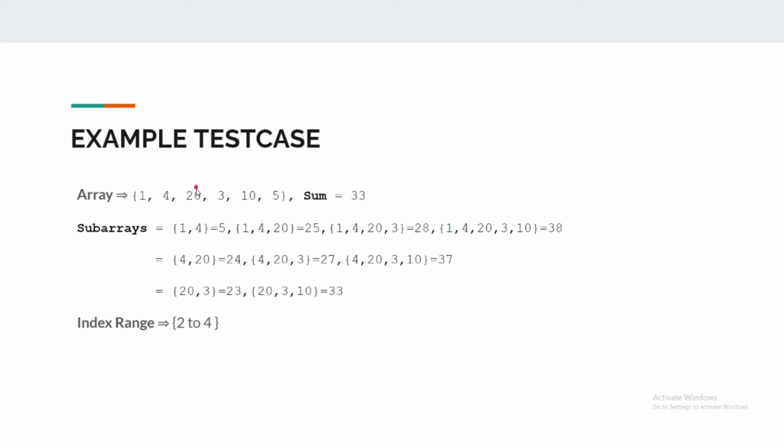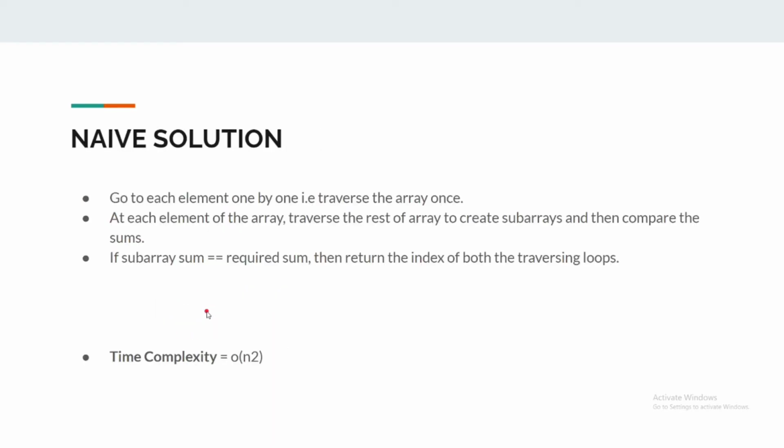We move to the next element, that is 20. 20 and 3 equals 23, and then we add 10, this equals 33, which is equal to the required sum. So we return the indexes of 20 and 10, that is the starting and ending of the subarray. So this is the naive solution to the problem.